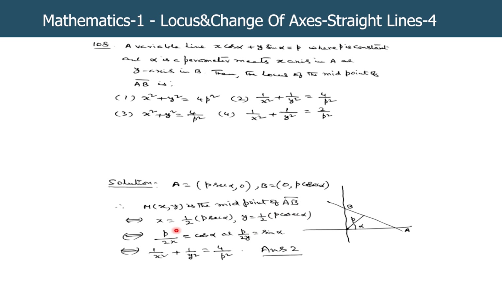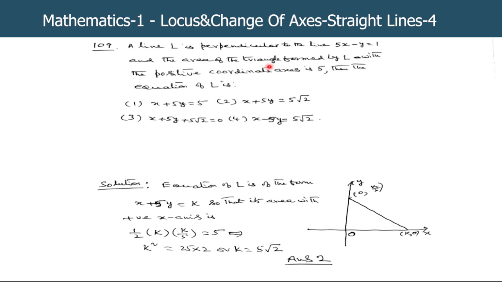So that is p by 2x is equal to cos alpha, p by 2y is equal to sin alpha. Squaring and adding, you will have 1 by x square plus 1 by y square is equal to 4 by p square. So the correct option is option number 2.